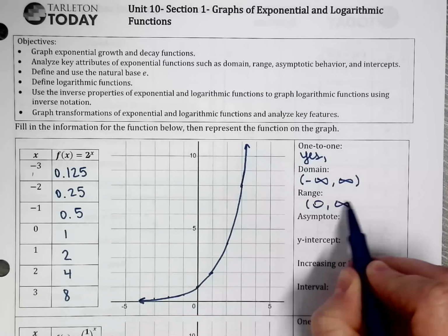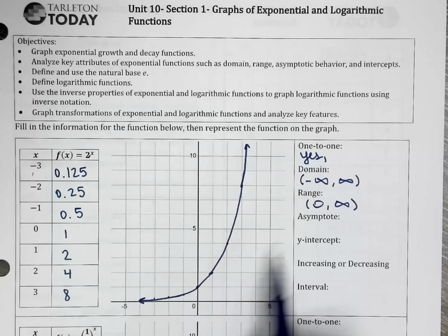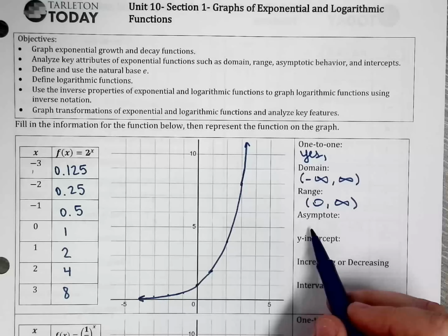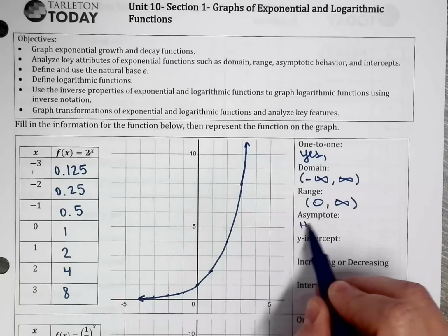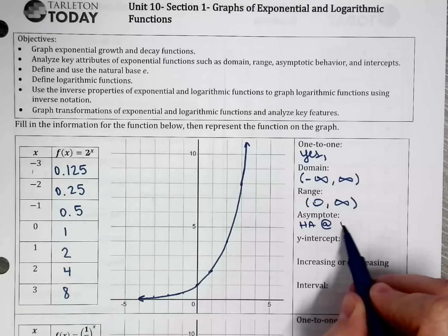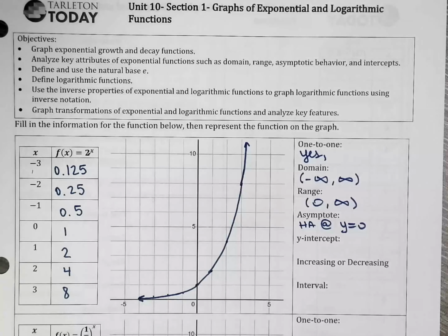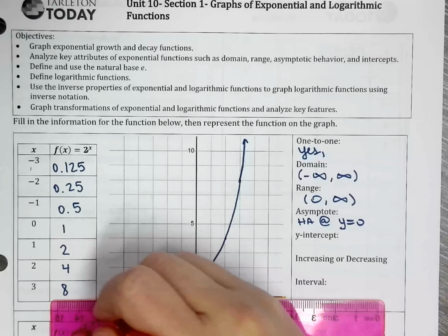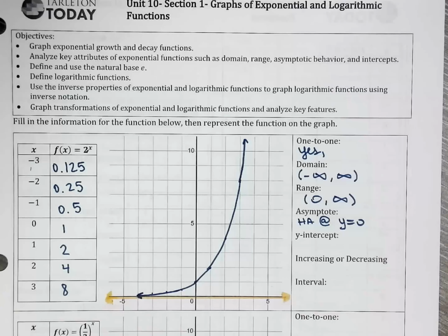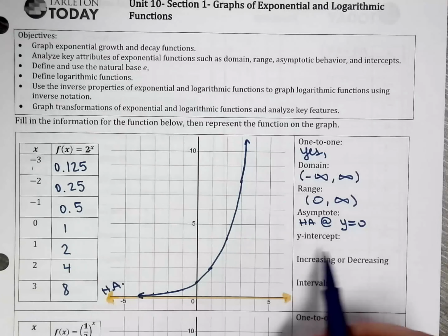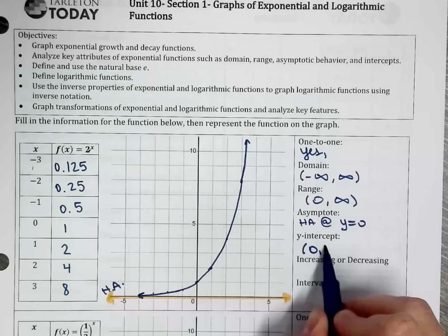So from 0 to +infinity, excluding 0, because here it is approaching 0, but it will never be 0. Okay, the asymptote, we have a horizontal asymptote right there where y equals 0. And the asymptote, if you want to graph this, come here. It'll be that right there. This is the horizontal asymptote. Okay, what else? Y-intercept is right there at 0, 1.